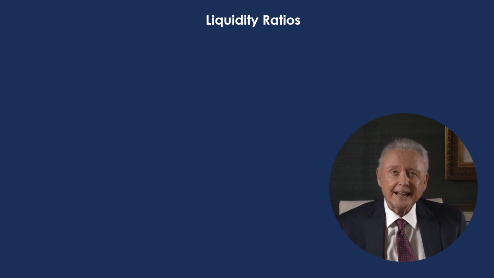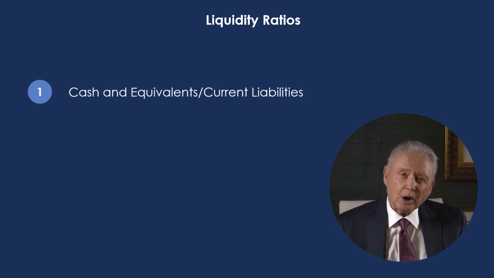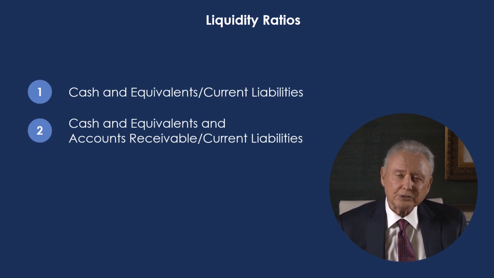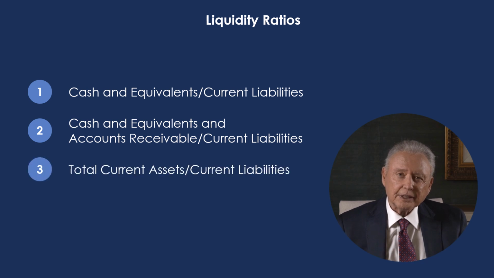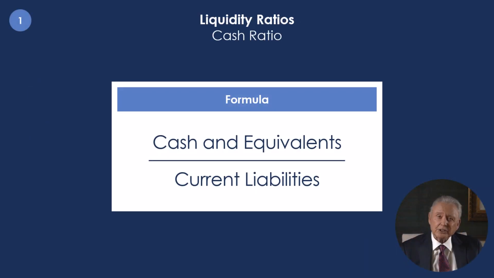The first is the cash ratio. The second is what we call the quick ratio or acid test ratio. And the third, the current ratio. Let us take them one at a time. The cash ratio is cash and equivalents divided by current liabilities.